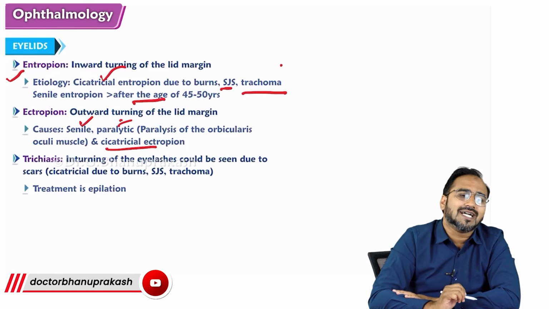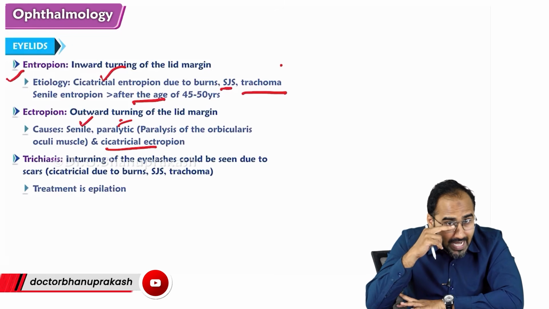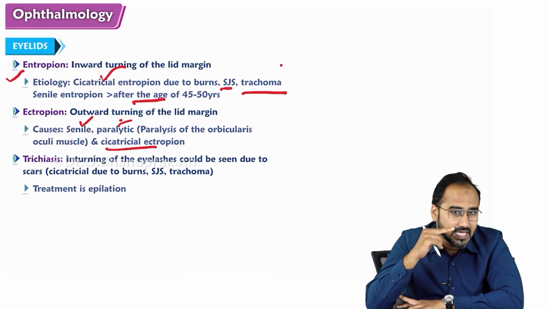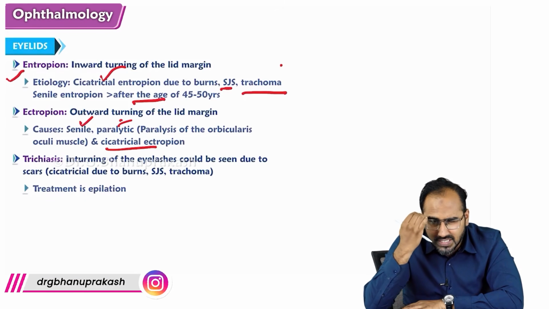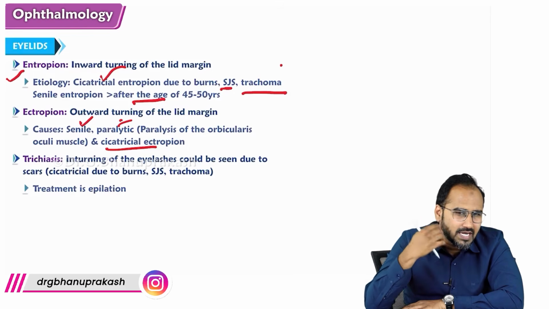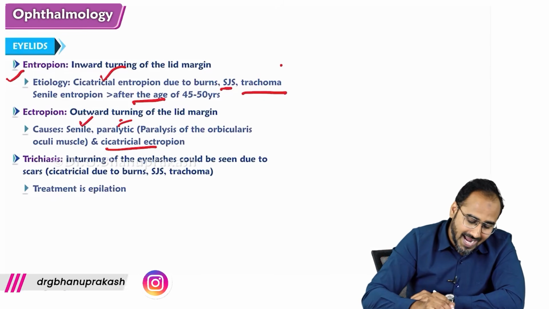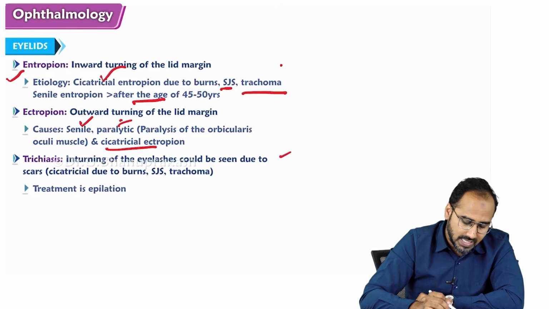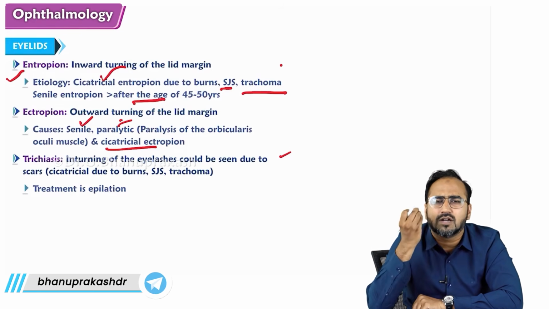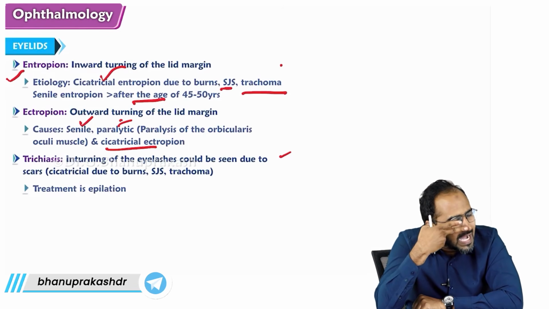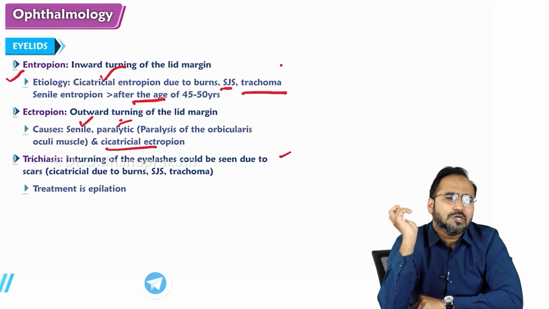Okay. Last is what? Trichiasis. Trichiasis meaning what? In-turning of the eyelashes. That is a bit dangerous, guys. That we discussed in trachoma. If eyelashes in-turn, they might constantly irritate the cornea or damage the cornea, leading to what? Corneal opacity. So in-turning of the eyelashes is called trichiasis. Now, the causes of trichiasis are basically the causes of entropion. When the eyelid in-turns, eyelashes will also in-turn. So basically, entropion can lead to trichiasis.